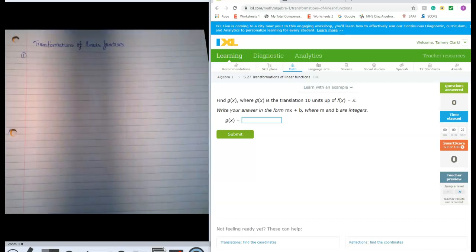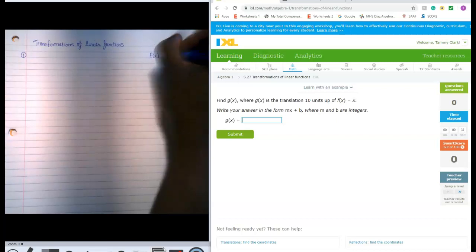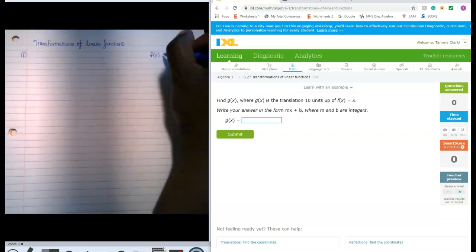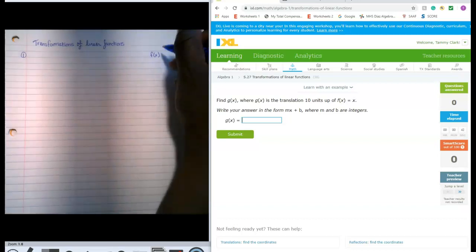Hello, today we're going to be talking about transformations of linear functions, and we're going to be using a key to kind of help us. We're going to be looking at our parent function and how we move that parent function up, down, left, and right, and sometimes with a reflection.